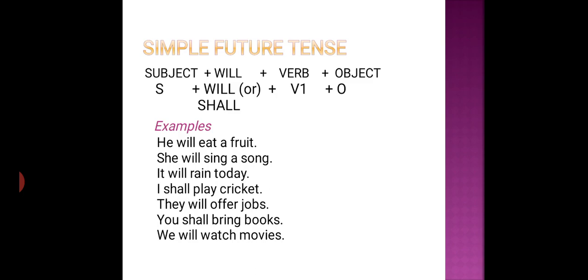The structure or the formula for simple future tense: subject plus will or shall, plus verb, that is the first form of the verb, plus object. Let us take the same examples of present and past tense. He eats an apple becomes he ate a fruit or an apple in past tense, and the same sentence becomes he will eat a fruit or an apple in future tense.